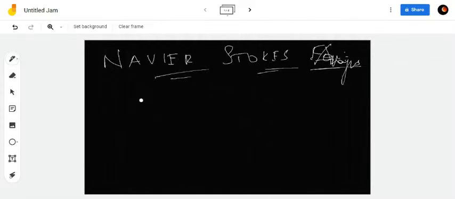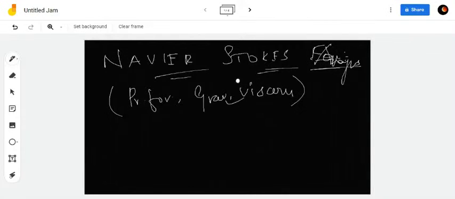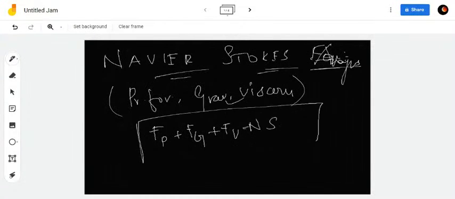So your pressure force, your gravity force, as well as your viscous force, all these three forces will be taken into account. So for Navier-Stokes analysis, it will be Fp plus Fg plus Fv. Altogether it is Navier-Stokes analysis. For Navier-Stokes analysis, all these three forces will be taken into account.